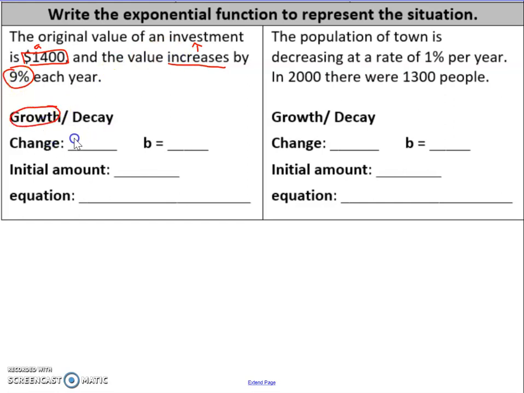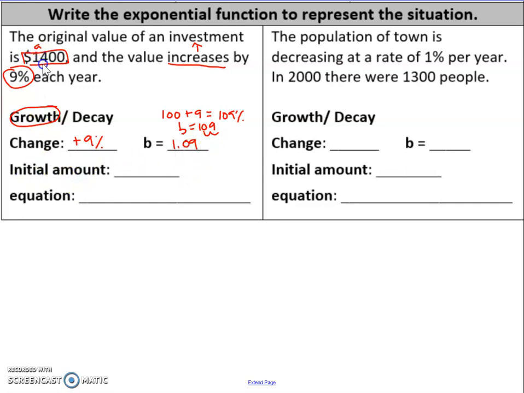The change, it said it's growing by 9%, so I add 9%. To get the B value, oh, it's a percent, so I have to change it. So 100 plus the 9%, I'm at 109%, right? So I'm going to drop the percent, move my decimal, so my B value is actually 1.09. That's what I would use in my equation.